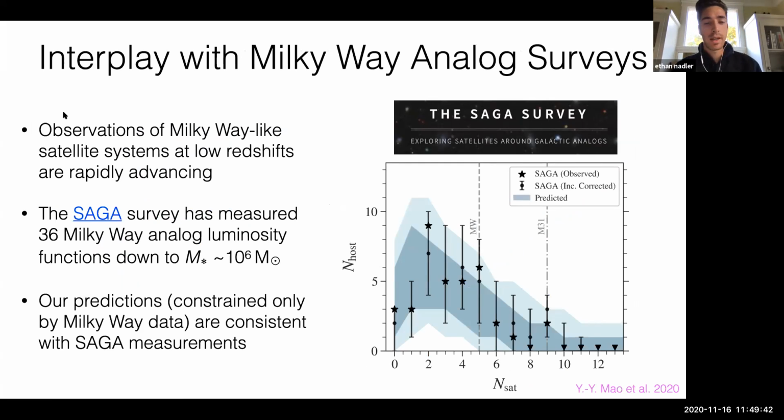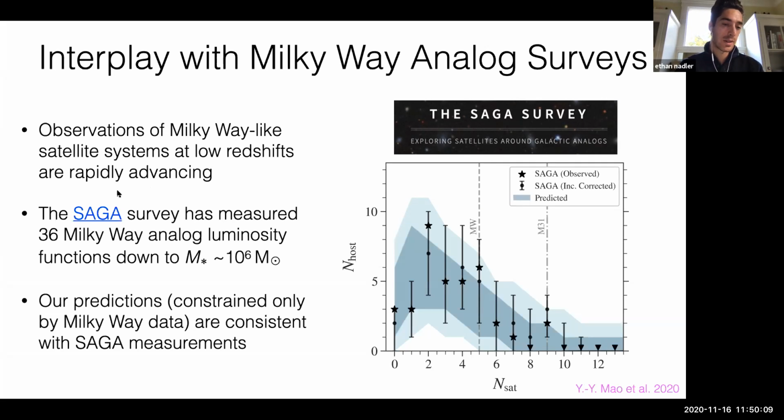A question that I often get asked, which is very important, is: is the Milky Way representative, right? Are these inferences that we're drawing about the galaxy-halo connection or about dark matter physics representative of what we should expect cosmologically? To this end, it's really key to note that from the observational side, these surveys of Milky Way-like satellite systems in the low redshift universe are rapidly advancing.